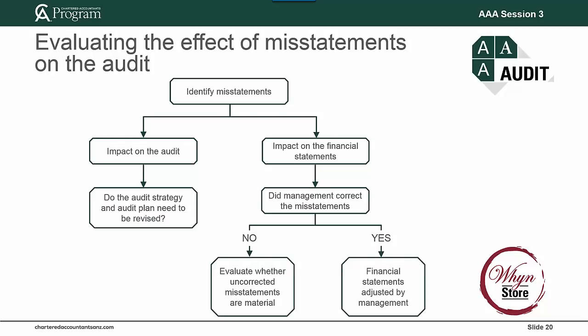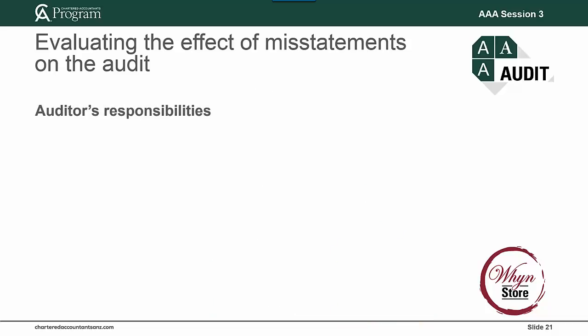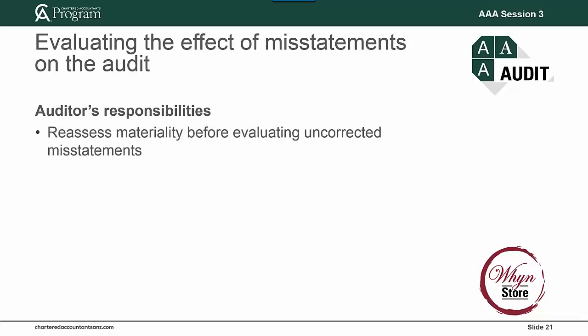So as mentioned, we need to consider the impact on the audit and the financial statements. As we are told we don't need to revise the audit plan, we move on to the impact on the financial statements. Management have not corrected the misstatements, so now we have to ascertain what our responsibilities are in respect of these. So let's take a look at the auditor's responsibilities with respect to misstatements. In line with ISA 450, the auditor must first reassess materiality to confirm whether it remains appropriate in the context of the results of the wine store.